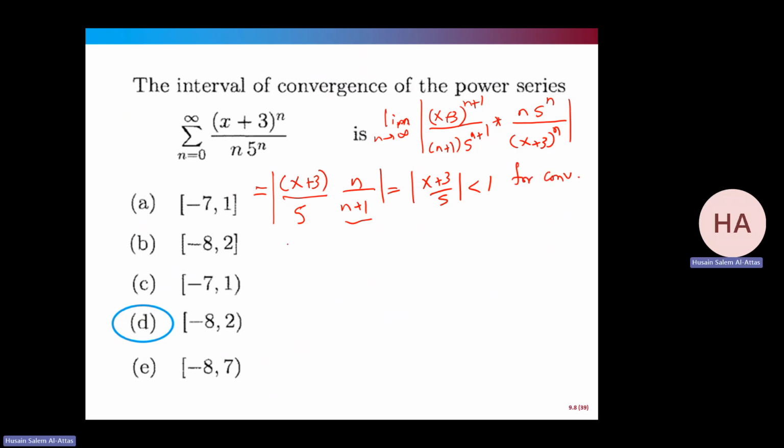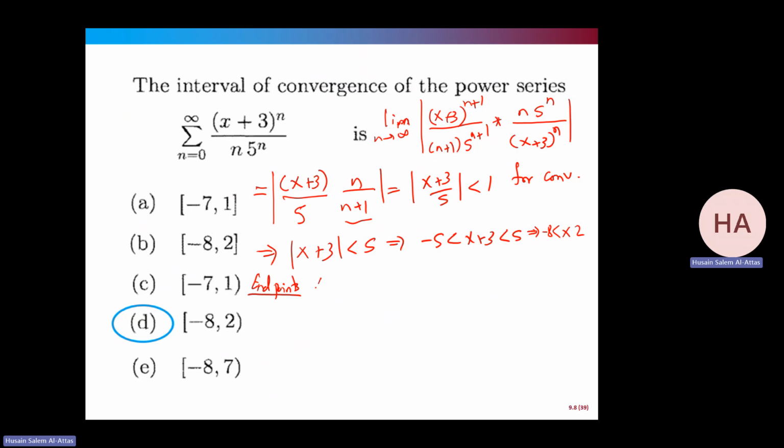I think now we understand it. X plus 3 less than 5. So I have minus 5 less than x plus 3 less than 5. So x is between minus 8 and 2. Now check the endpoints.